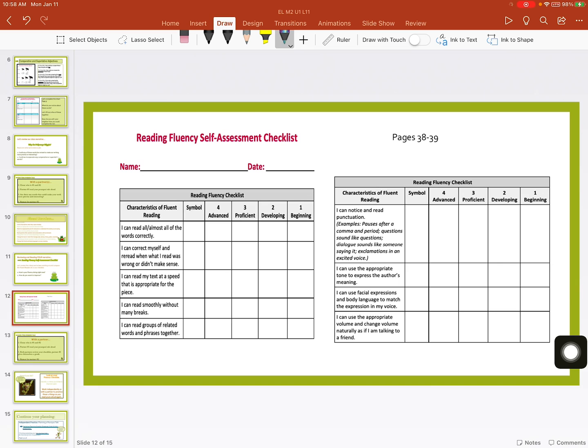And you're going to continue reading and marking yourself for items on 39 as well. So 39, I can notice and read punctuation. Example, pauses after a comma and period. Questions sound like questions. Dialogue sounds like someone saying it. Exclamations in an excited voice. I can use appropriate tone to express the author's meaning. I can use facial expressions and body language to match the expression in my voice. I can use the appropriate volume and change volume naturally as if I'm talking to a friend.